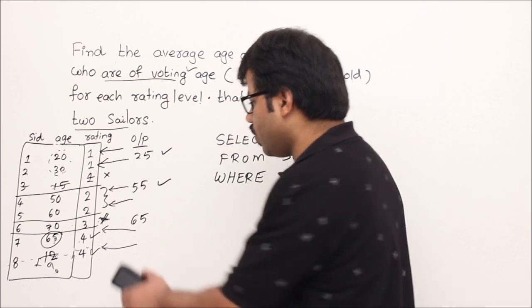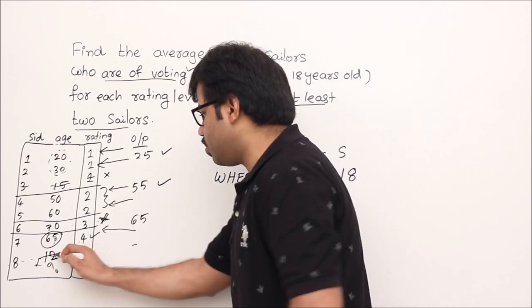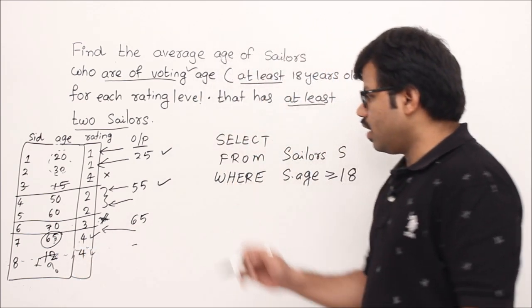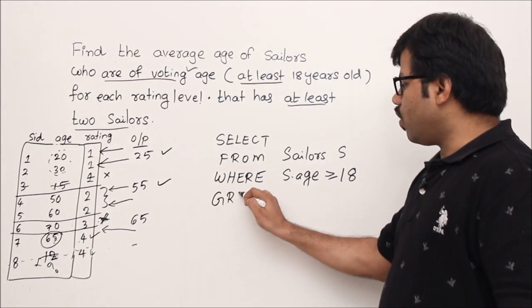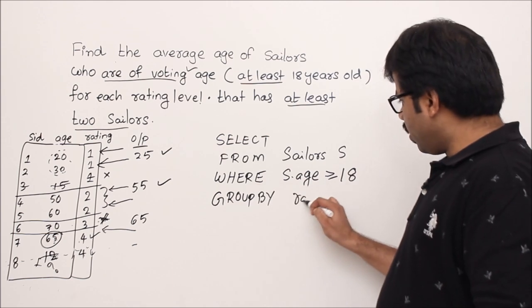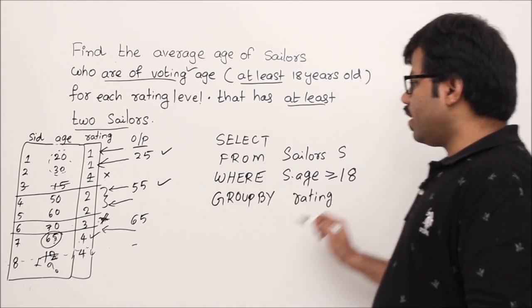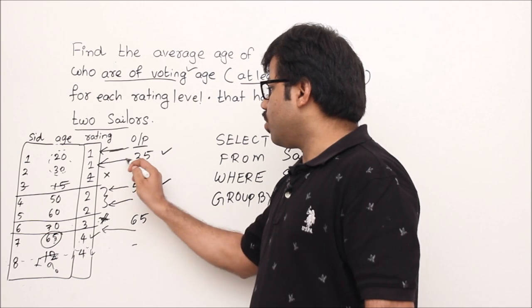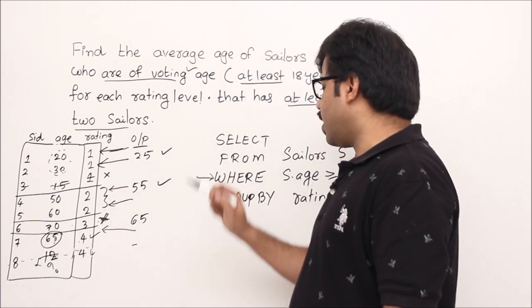Later, this person will be discarded. Fine. After that they write group by. Yes, we have to do the group by. So group by, what is the field? Rating. Perfect. So then later these arrows are nothing but the rows selected by the where clause.